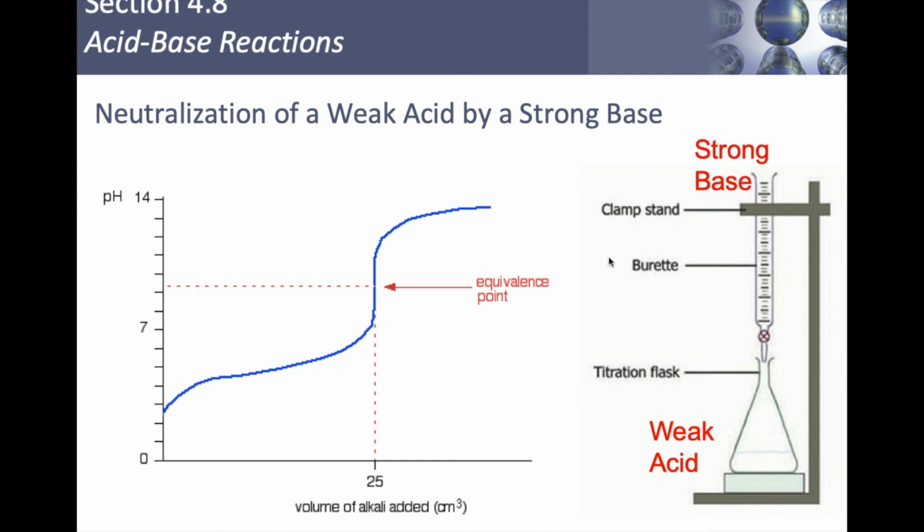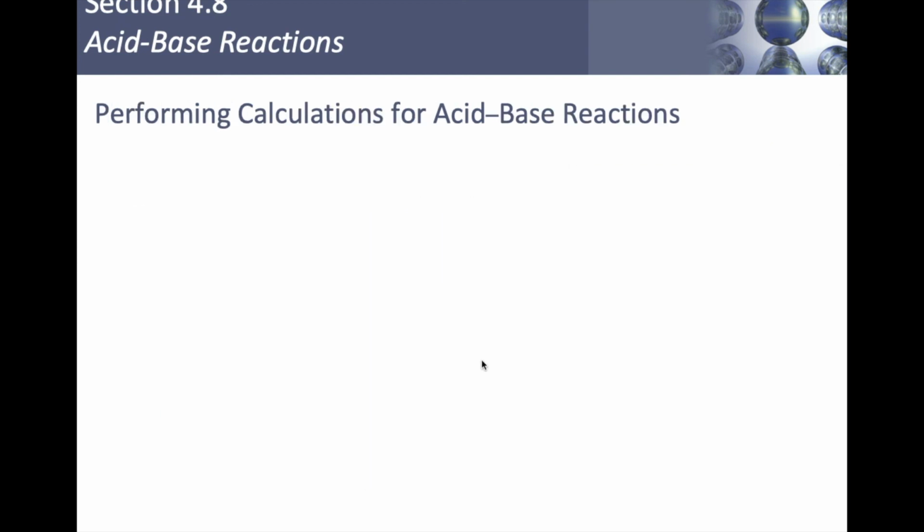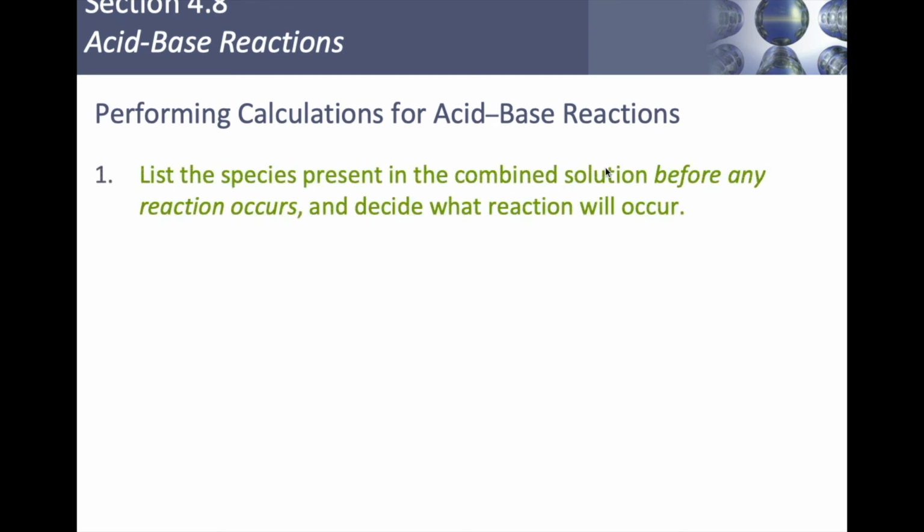Again, those are just 4 things that you need to be able to identify. You don't need to know the whole mathematical process yet, because like I said, that's later on in another chapter. Now, how do you perform calculations for acid-base reactions? Again, the very simple ones are just strong acid, strong base, and that's pretty much all section 4.8 deals with.